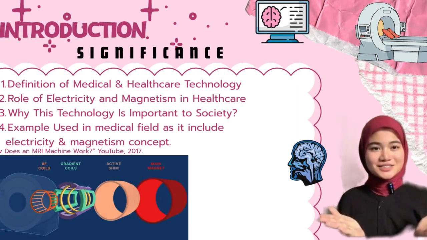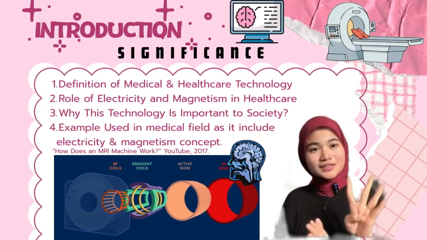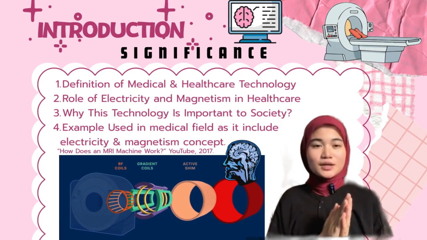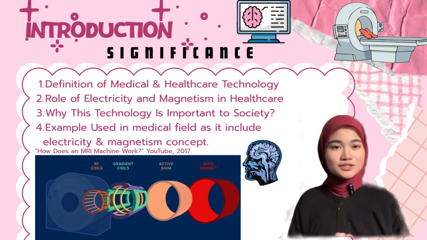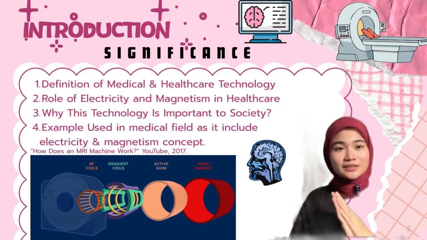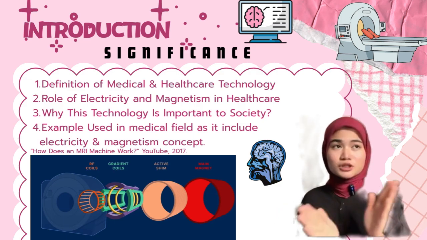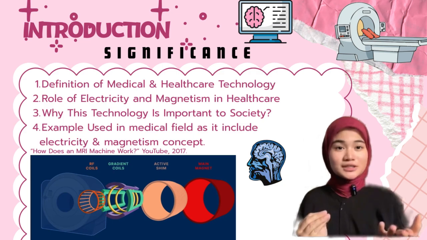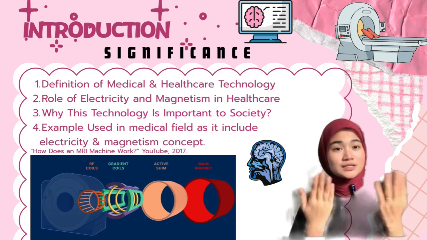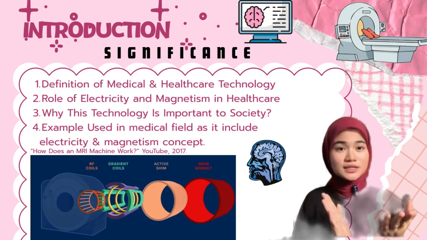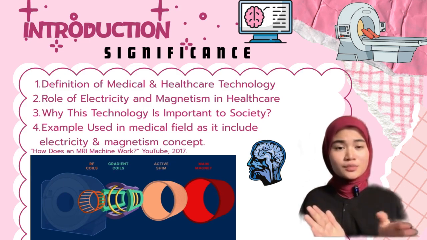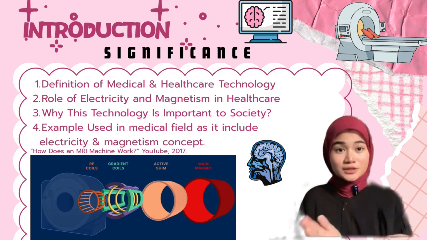In this introduction slide, we're going to talk about 4 things and its significance. First, let's dive into the definition of medical and healthcare technology. What is it? What does it do? It's basically a machine or a tool that helps doctors treat patients. For example, a scalpel is used instead of a knife to help the doctor make a clean cut for a surgical procedure.